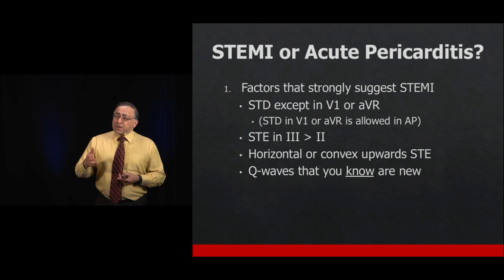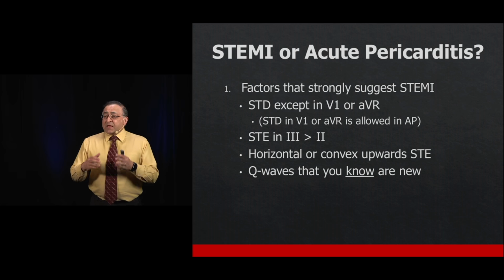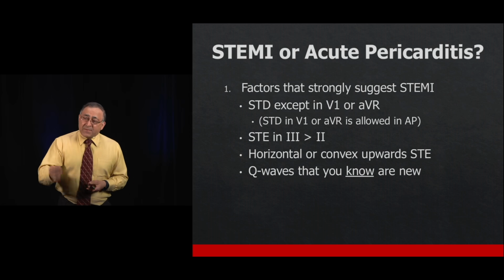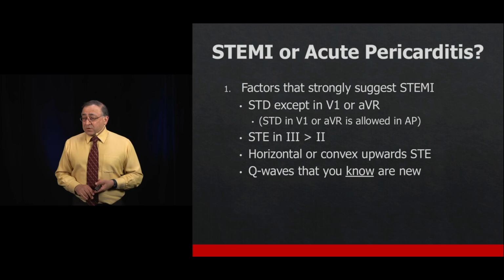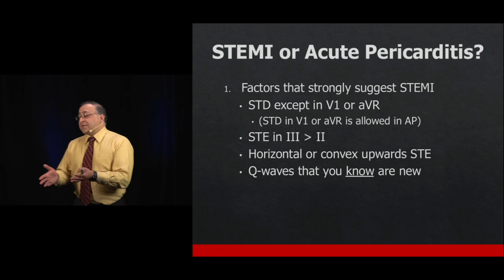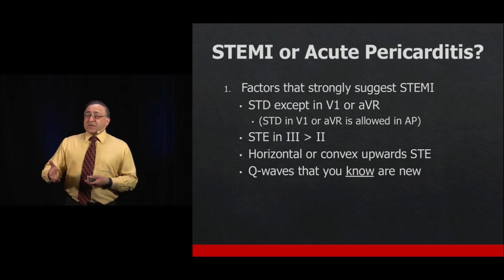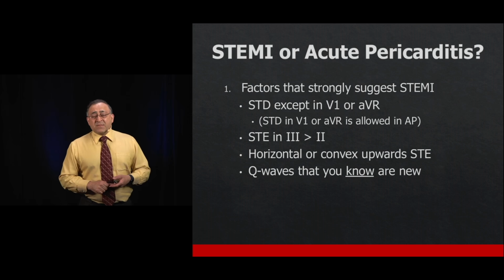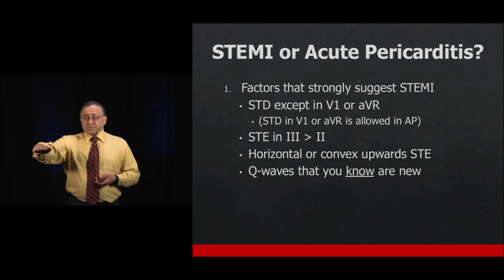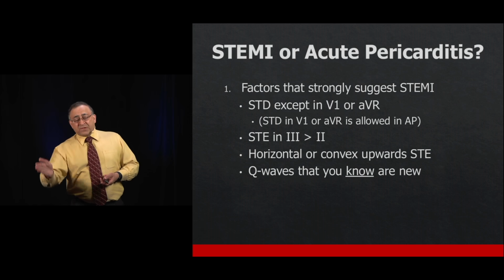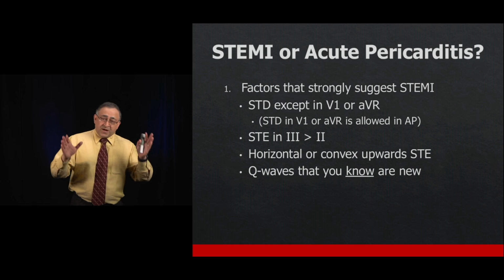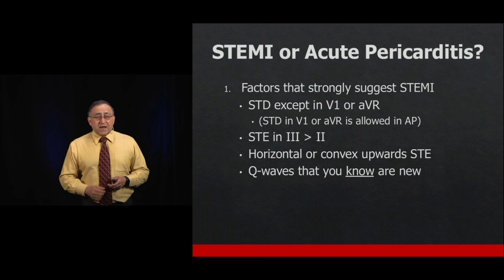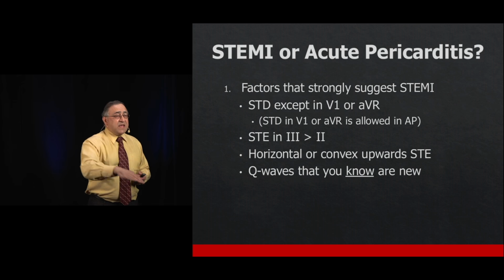And if there are, compare the ST elevation in 2 and 3. If lead 3 has more ST elevation than lead 2, it's got to be a STEMI. Stop, you're done, don't look any further. All right? If that doesn't get it for you, the next step is to look at the morphology of the ST elevation. If the ST segment elevation is horizontal or convex upwards, like a tombstone, then you're done. Stop, it's got to be a STEMI, because pericarditis is only allowed to have ST elevation that's concave upwards.